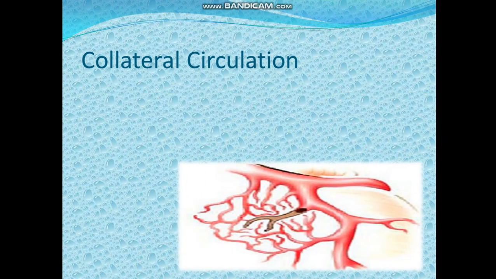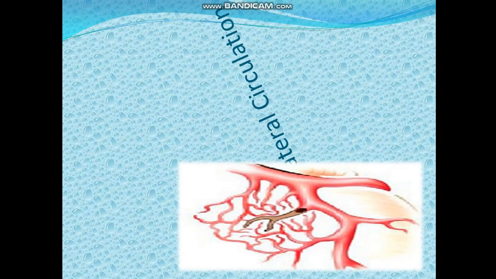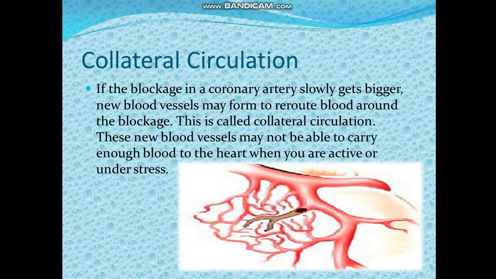What about the collateral circulation? If the blockage in a coronary artery slowly gets bigger, new blood vessels may form to reroute blood around the blockage. This is called collateral circulation. These new blood vessels may not be able to carry enough blood to the heart when you are active or under stress, as you see in that figure.